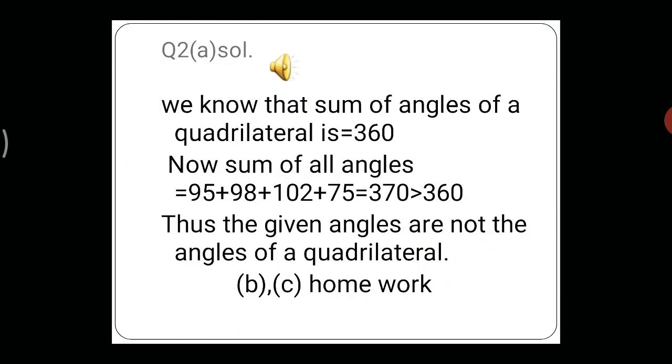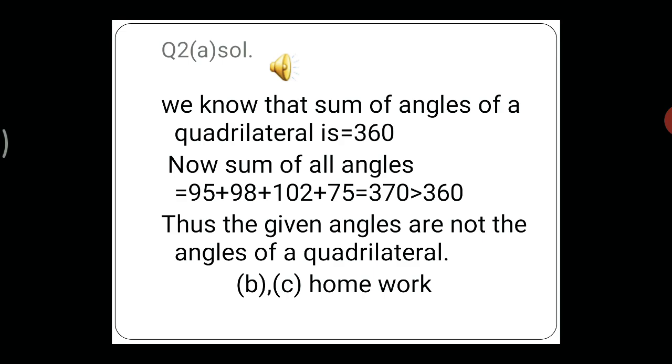Question two. Which of the following groups of angles can be the four angles of a quadrilateral? The first part is 95 degrees, 98 degrees, 102 degrees, 75 degrees. Dear students, if you remember, we have already studied a property of a quadrilateral. We have proved that the sum of all angles of a quadrilateral is 360 degrees.